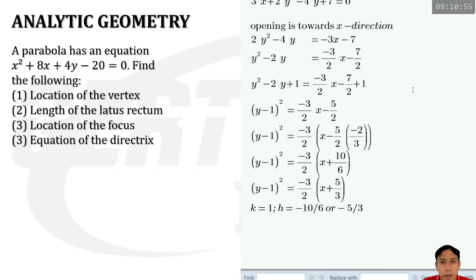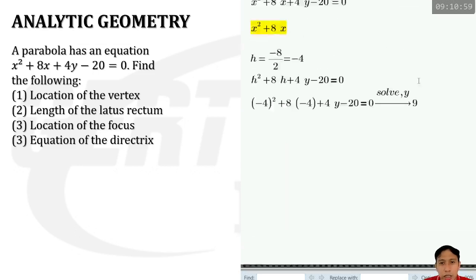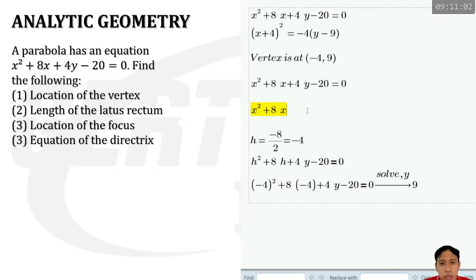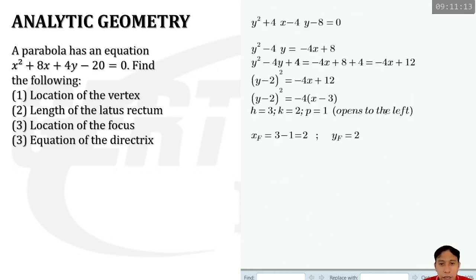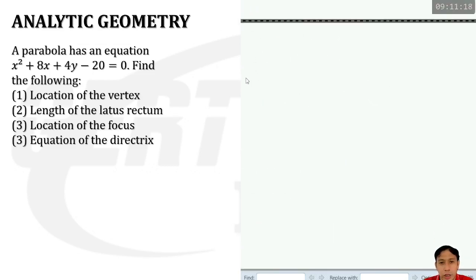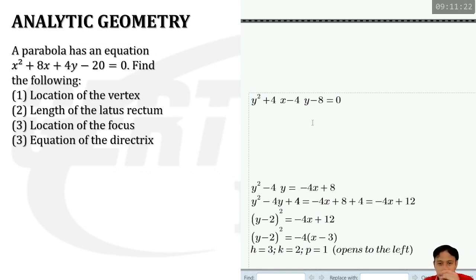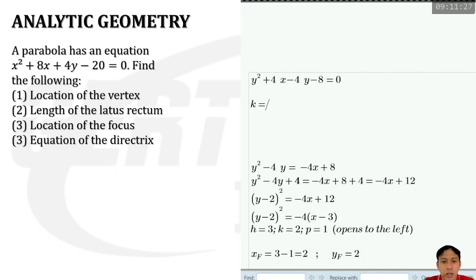You may use the formula. Here, I'm just going to look at the coefficient of the linear term. If it's x squared, I look at the coefficient of x. If it were y squared, then I would have to start with y. For example, in this problem, let's do a shortcut. Since it's y squared, I'll first calculate k, the y coordinate.